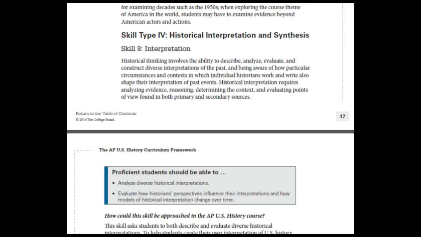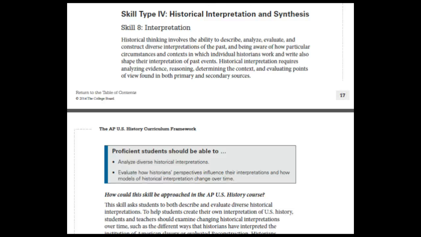The last skill type, skill type 4, includes historical interpretation and synthesis, and focuses on skill number 8, interpretation. For this skill, you should be able to analyze diverse historical interpretations and evaluate how historians' perspectives influence their interpretations and how models of historical interpretations change over time. Skill number 8 asks you to be aware of how particular circumstances and contexts, such as perhaps time periods in which individual historians work and write, shape their interpretation of past events.